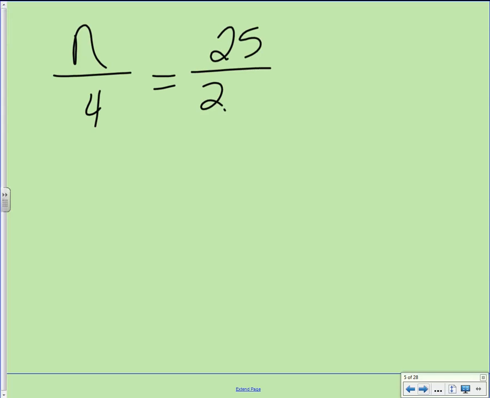All right, let's try another one. I have n to 4 is equal to 25 to 20. So I want you to see that n is also a variable. It represents a number that we do not know.